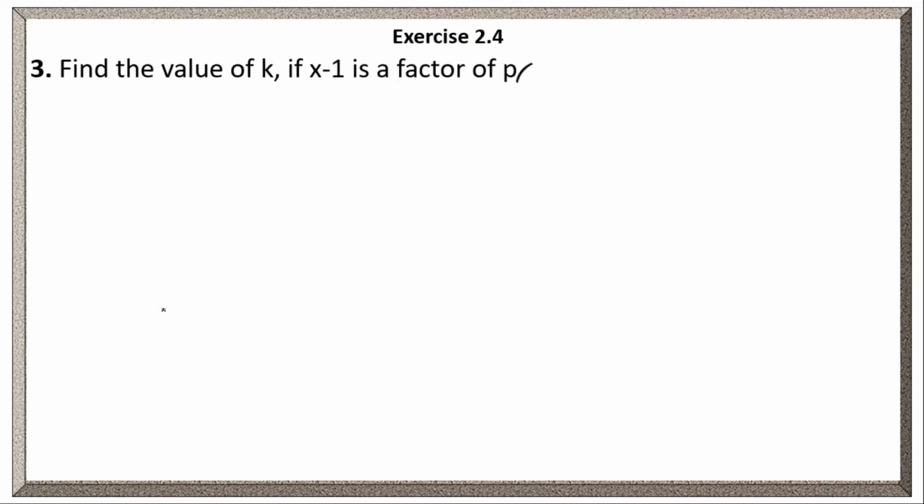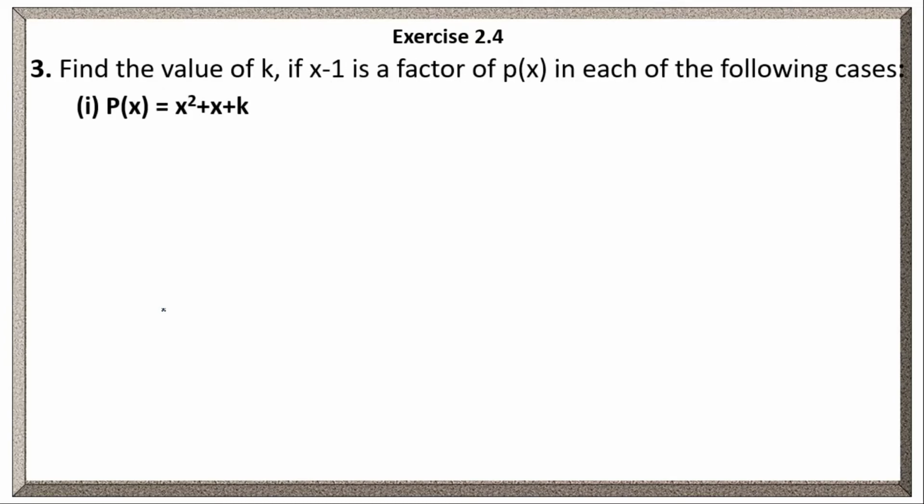Exercise 2.4, third problem. Find the value of k if x minus 1 is a factor of p of x in each of the following cases. First case, we have p of x equal to x square plus x plus k. So here we can use factor theorem.